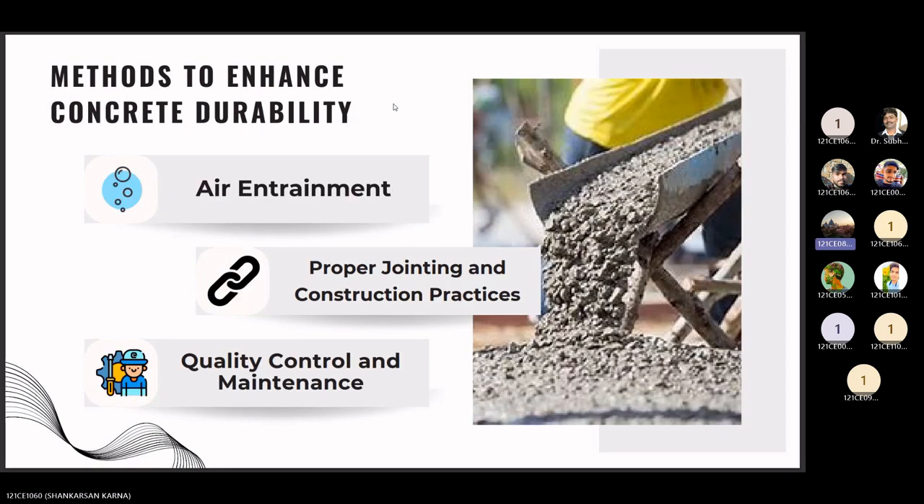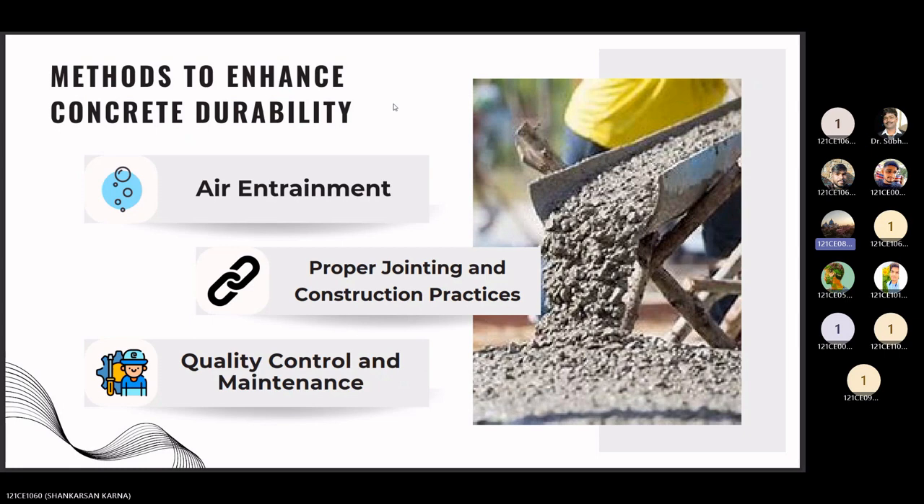Next one is air entrainment. We should include air entraining admixtures to create microscopic air voids in concrete, enhancing its resistance to freeze-thaw cycles. Air entrainment improves concrete durability in cold climates by reducing the potential for damage and freeze-thaw induced cracking.